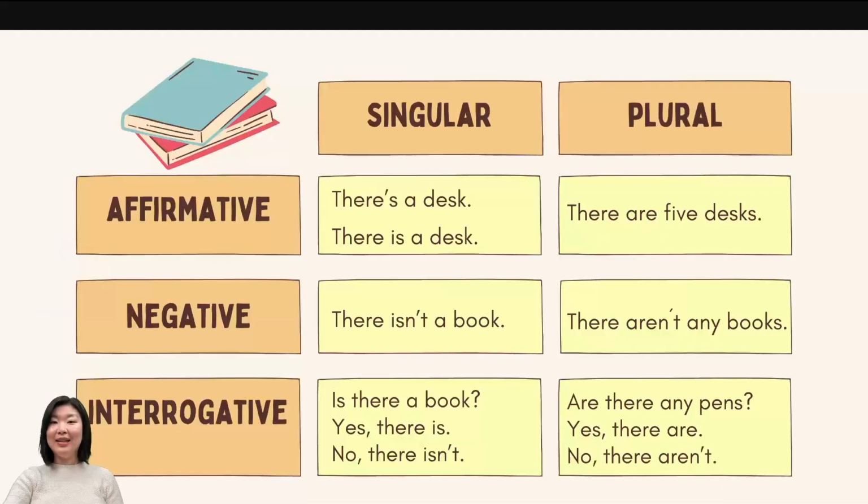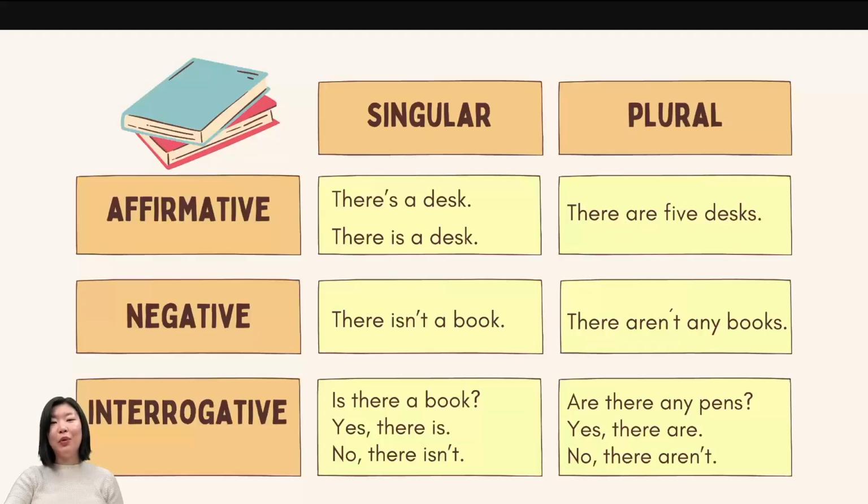I've outlined the example sentences for you to compare different there is and there are sentences in affirmative, negative, or interrogative, or question form. Here is an example of a singular affirmative sentence: there's a desk. Singular negative: there isn't a book. Singular interrogative, which is a question: is there a book? How do you answer that? Yes, there is. Or no, there isn't.